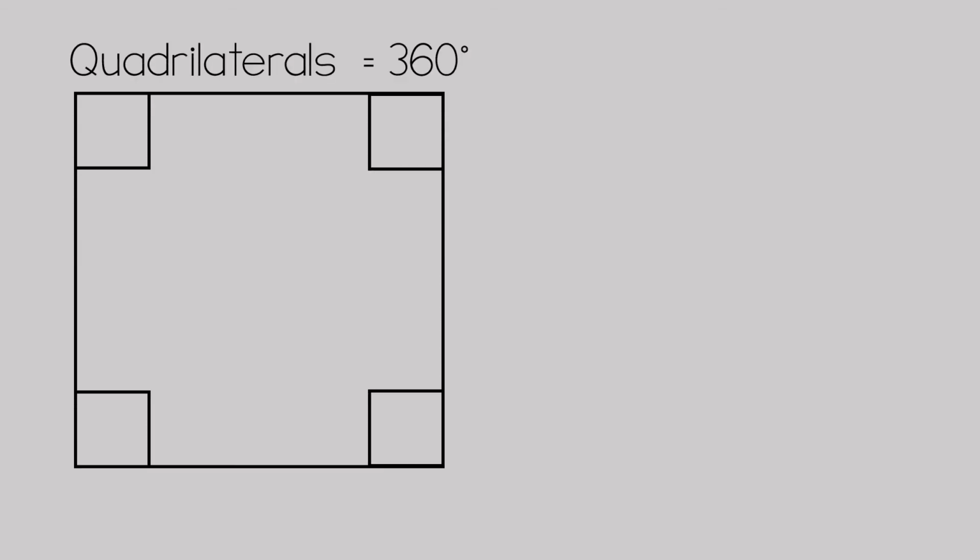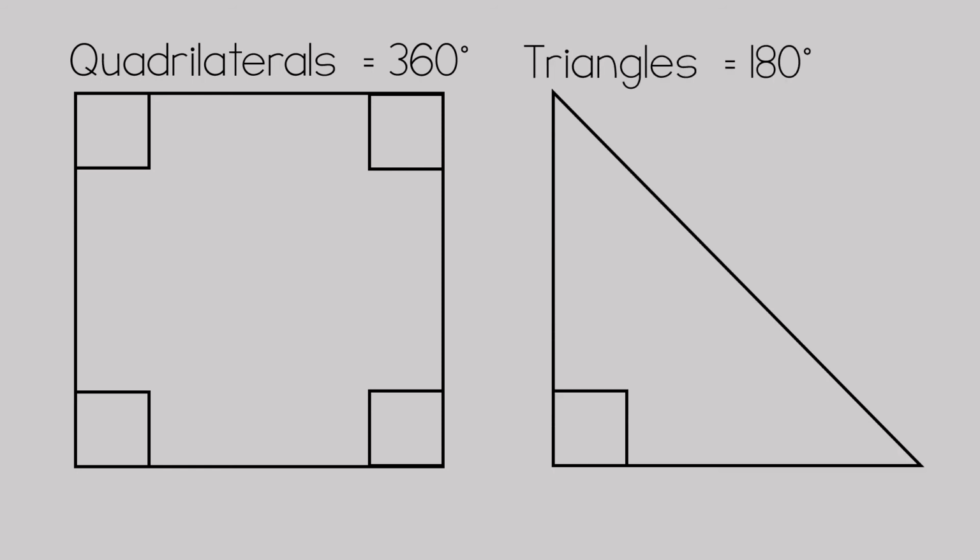Other shapes have different degree measures. All quadrilaterals measure up to 360 degrees. The reason has to do with a square. A square has four right angles. Right angles measure 90 degrees. 90 times 4 equals 360 degrees. Regardless of the length of the size, when all of the angles of a quadrilateral are added together, it will always equal 360 degrees.